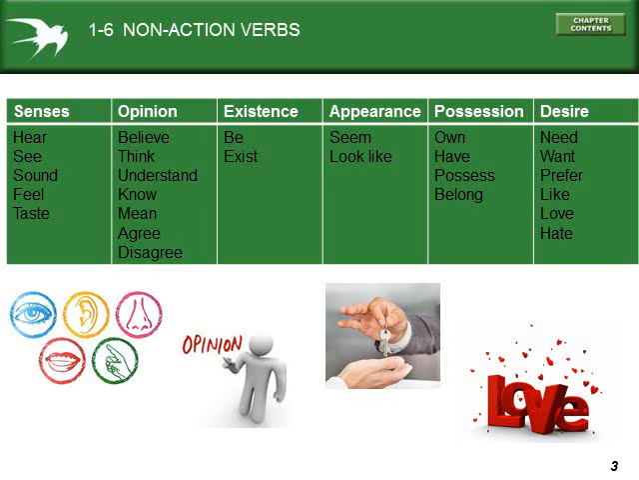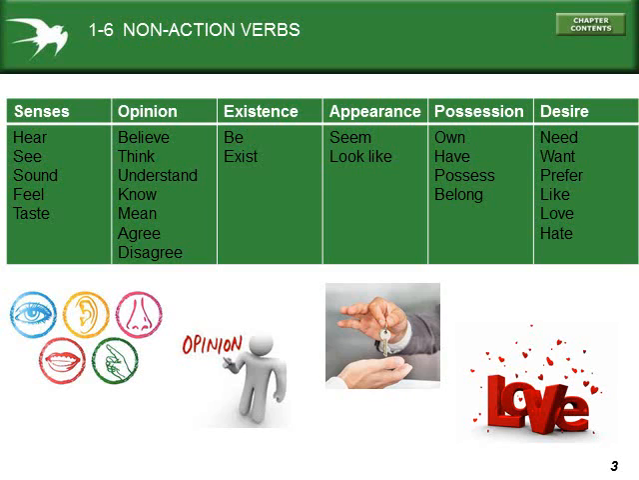The second group is opinion. Verbs that express opinion, like believe, think, understand, know, mean, agree, or disagree, are not used in the continuous tense. And again, that's the important thing here. With these non-action verbs, they cannot be used in the continuous tense. The third category is existence. So be or exist are not used in the continuous tense. Appearance is the fourth category, so seem or look like.